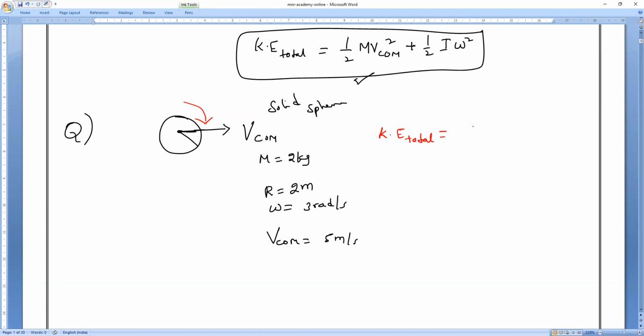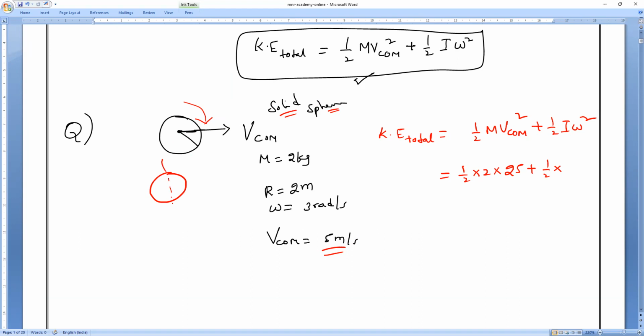Total kinetic energy equals half m vc square plus half I omega square. If I substitute half into, what is the m, everybody? 2 into velocity of center of mass, which is 5 square. 5 square means how much, guys? 25, plus I into omega square. So can you tell me what is the moment of inertia of a solid sphere?